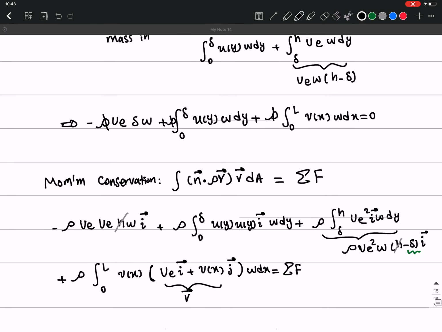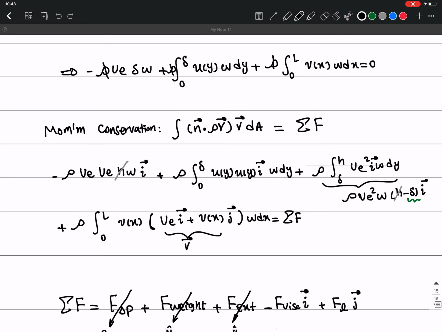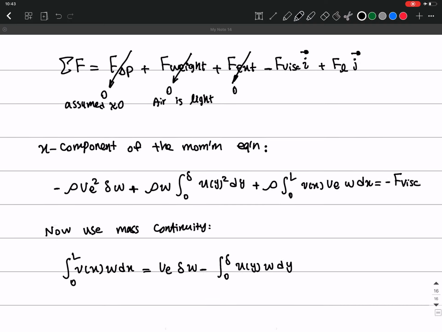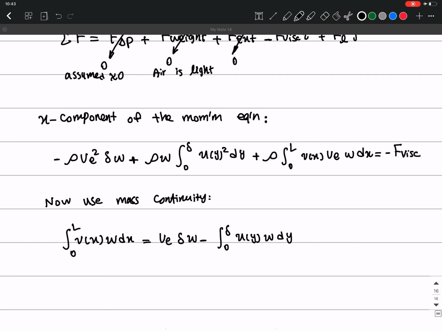equals to what? From here you can say that, right? So it equals UE delta W minus this term, which is the integral from 0 to delta of Uy W dy. Okay, so this is what we have from the mass conservation.